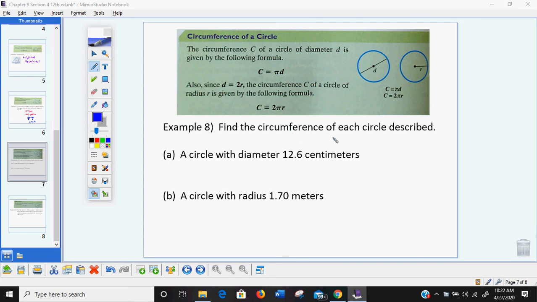So it says find the circumference of each circle described. This one they gave me the diameter. So I'm going to do pi times the diameter. And in this case, pi would be 3.14. And the diameter for this one would be 12.6. When you multiply that out, you get 39.6 centimeters.